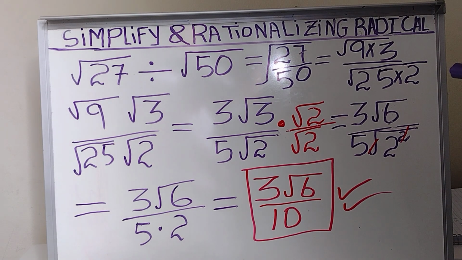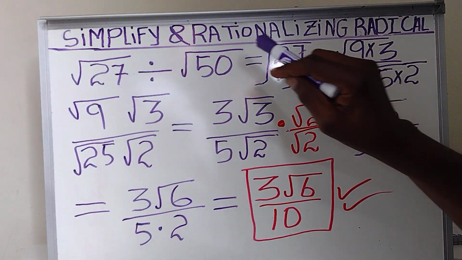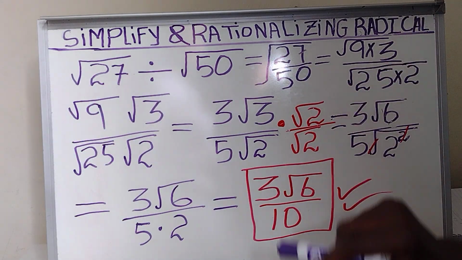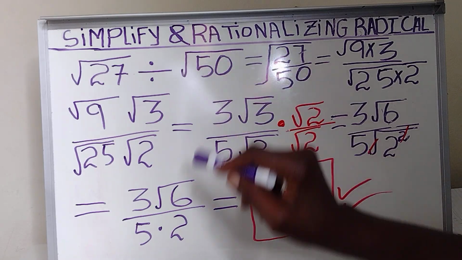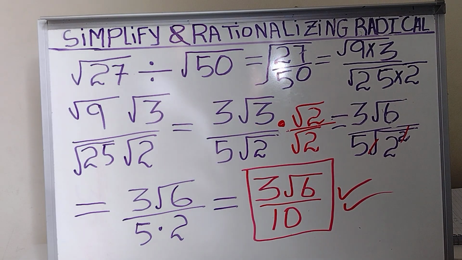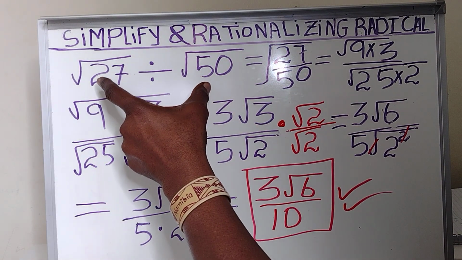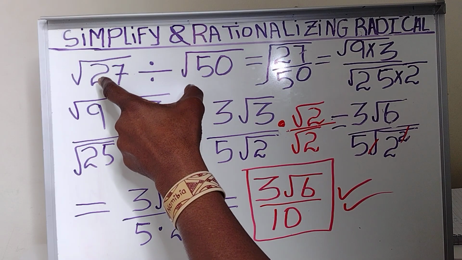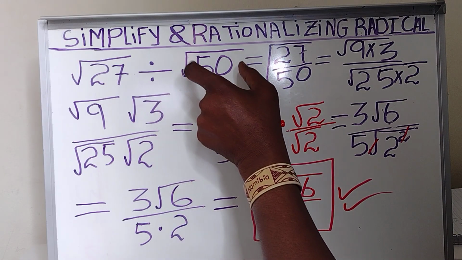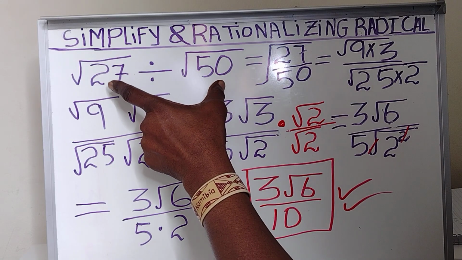Today's topic is that we have to simplify and rationalize radicals. The radicals are those that you see here. So the given problem is radical 27 divided by radical 50. That is the given problem.